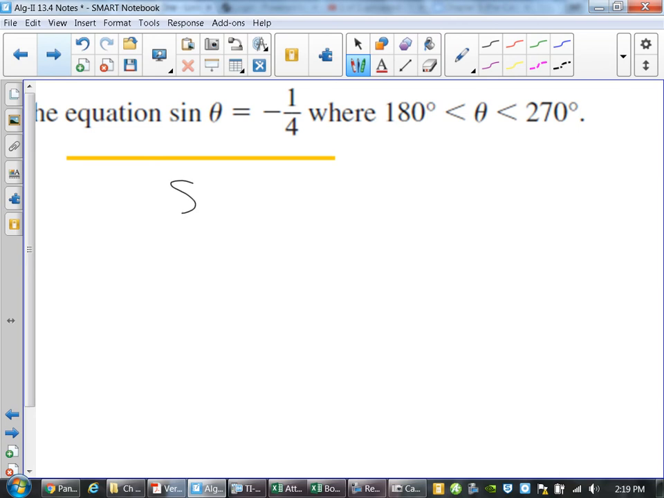Okay, so the sine of theta equals negative 1/4. How do you find theta? What button do you press? Negative sign. So theta is going to equal the inverse sine, make sure you are in degree mode, of negative 1/4. To be honest with you, it's quicker to type negative 0.25.